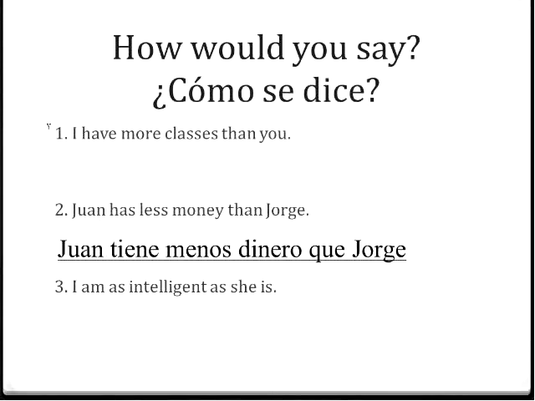So which pattern are we using? Yeah, so you would use tan, and then in the middle it has to have inteligente. I don't even know how to spell that. So let's see how you guys are doing. Yo soy tan inteligente como. Muy bien. Inteligente. Menos and más. Right.